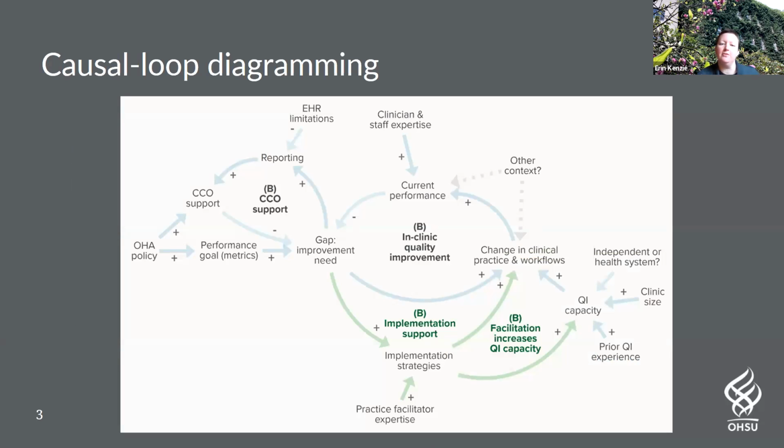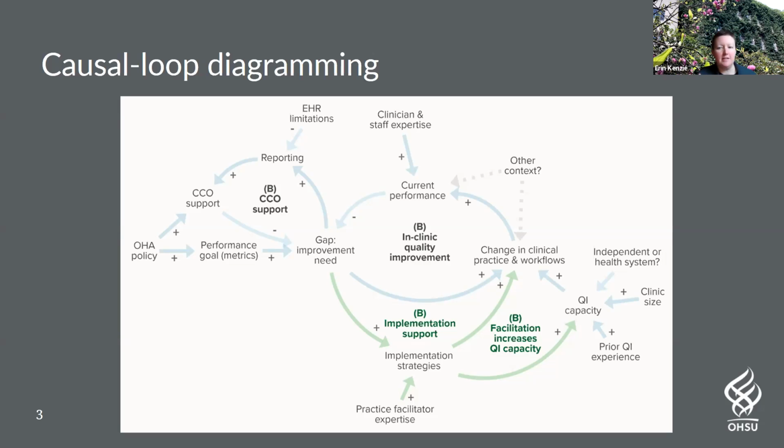And this diagram here is just an example showing the rationale behind how practice facilitation, shown down here in green, helps support quality improvement capacity for clinics. Now, I don't have time to walk through the whole details here, but I'm just putting this here as an example of the sort of diagram we're talking about. And there's been some research looking at how to systematically generate these diagrams from qualitative text data.